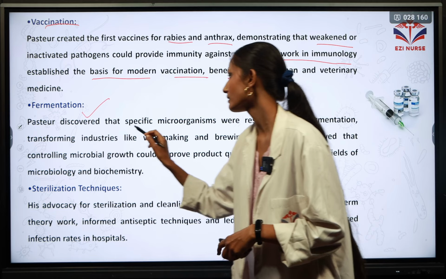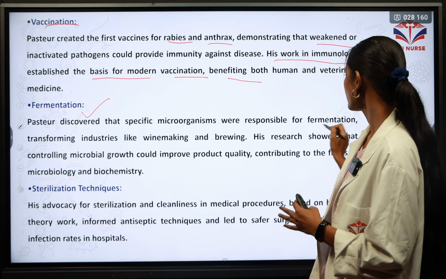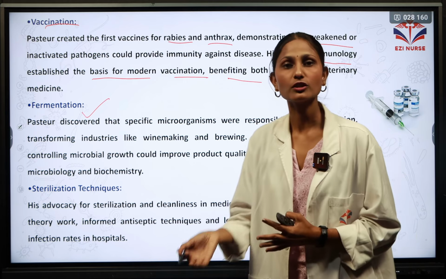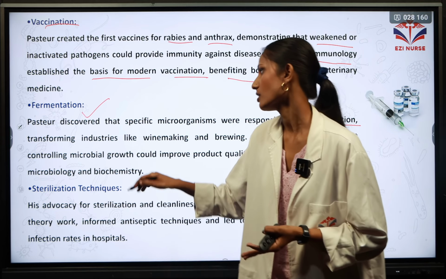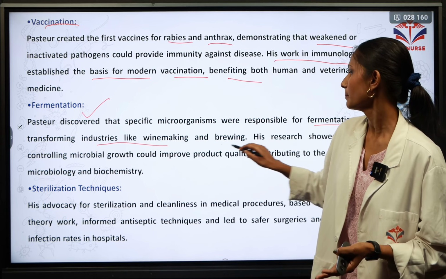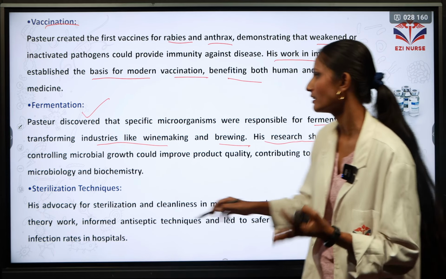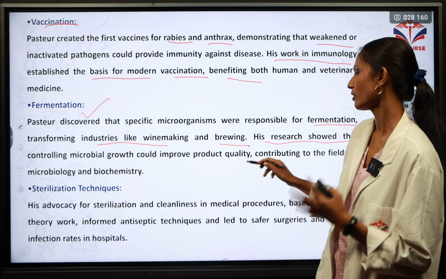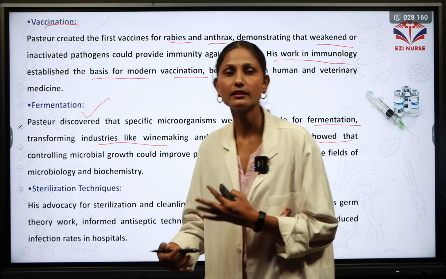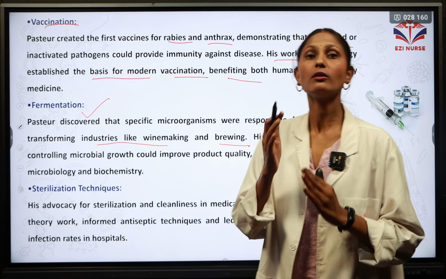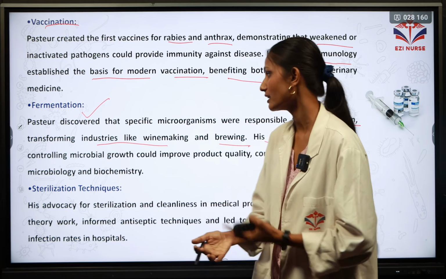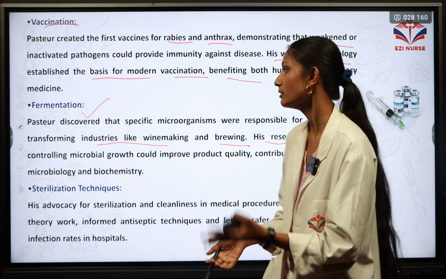Next one is fermentation. Pasteur discovered that specific microorganisms were responsible for fermentation, and which microorganisms are involved in the process. This matters for industries like wine making and brewing. His research showed that controlling microbial growth could improve product quality. He found how to maintain the quality of the product: you can kill the microorganisms or control their growth. This contributed to the fields of microbiology and biochemistry.